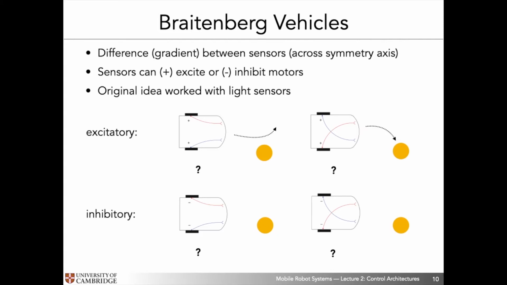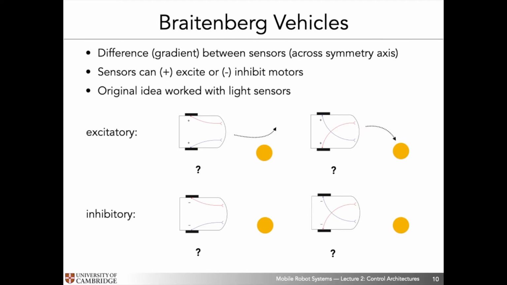But I would like you in the meantime to think about what kinds of behaviors these Braitenberg vehicles are actually exhibiting. So remember that we have two design variables that we can play with. The first one is how the designer decides to place the sensors with respect to the motors that they're controlling. And this placement will essentially decide how the gradient between the sensors affects how the motors are being controlled, right?